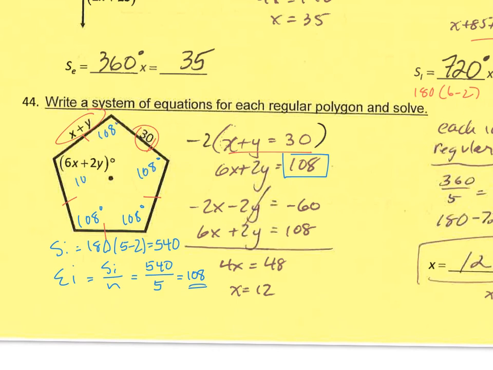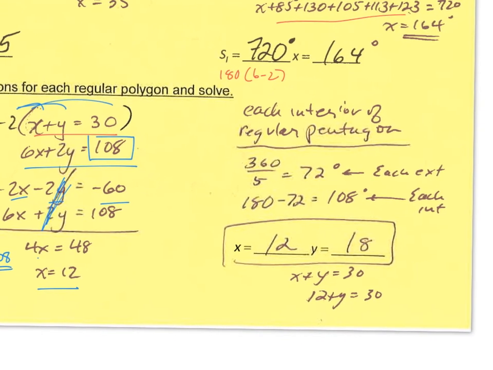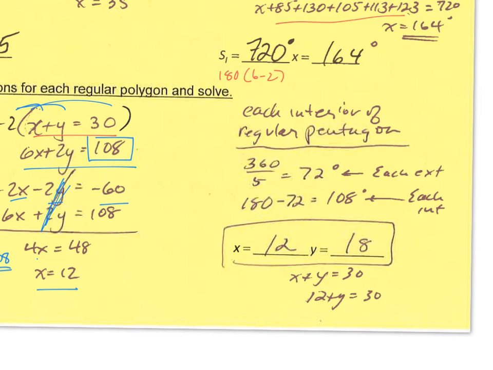So therefore, the setup for my second equation is 6x plus 2y equals 108. So now you got to solve that system. So now you multiply the top equation by negative 2. Give me negative 2x minus 2y equals negative 60. Cancel these out. You get negative 2 plus 6x is 4x. Negative 60 plus 108 is 48. X is 12. Go back to the setup. If x is 12, y's got to be 18. But I showed that other work right here too, so I didn't see that.